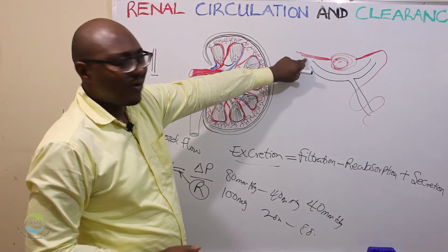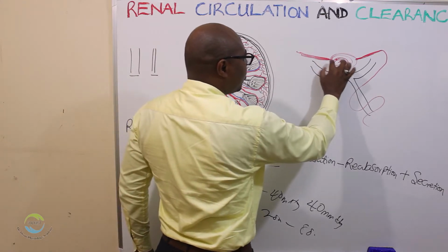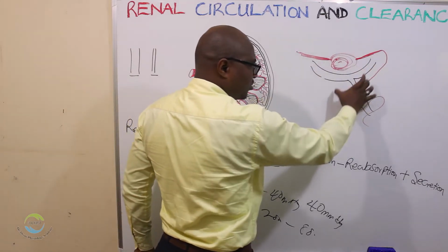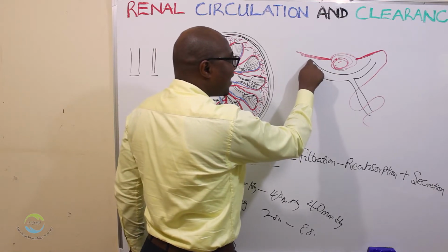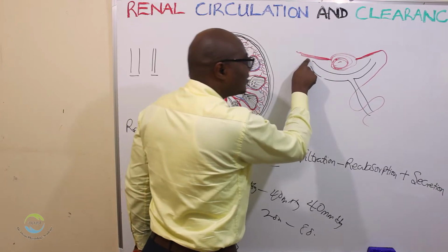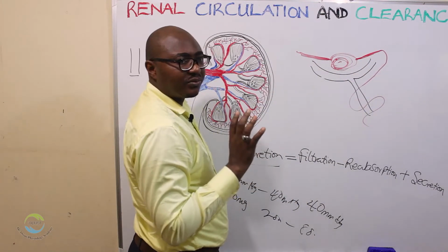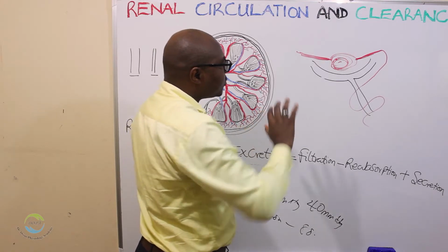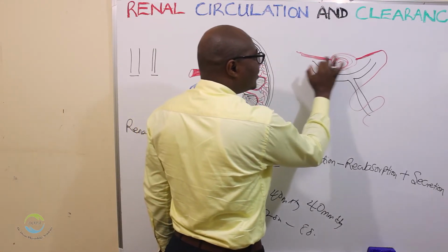So, this is an arteriole, afferent. So, the renal blood flow that enters into this unit, this system, is determined by the diameter of this afferent arteriole and this efferent arteriole. Okay? So, renal blood flow is dependent a lot on these two.